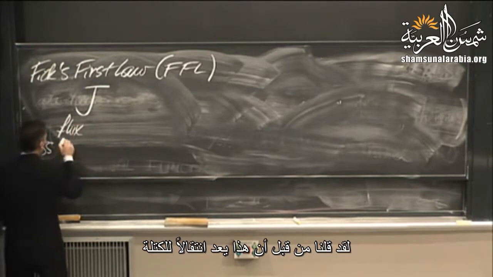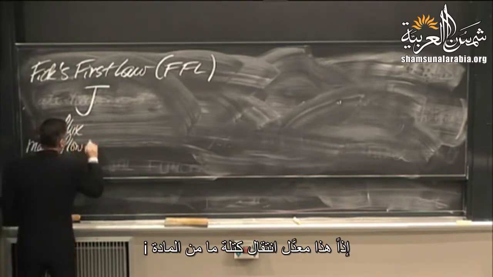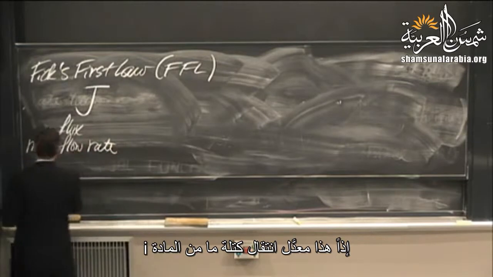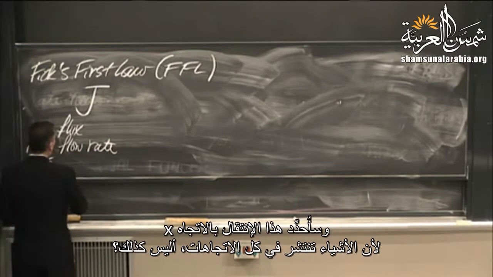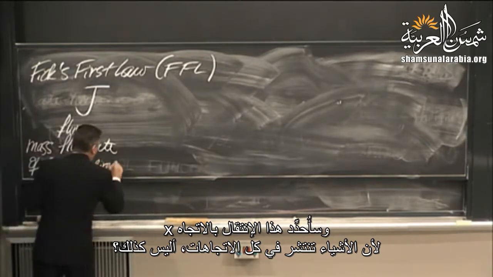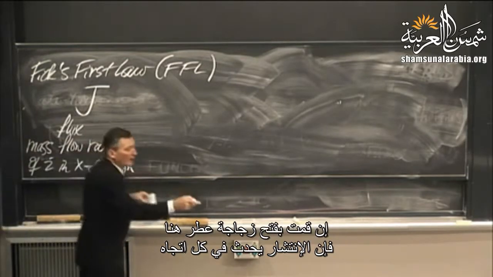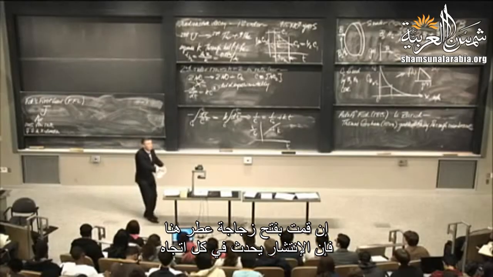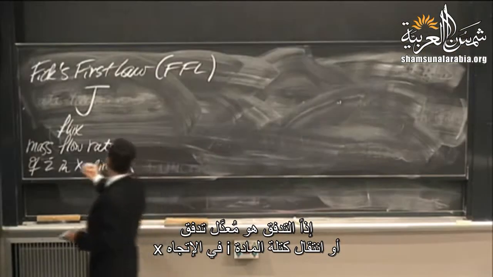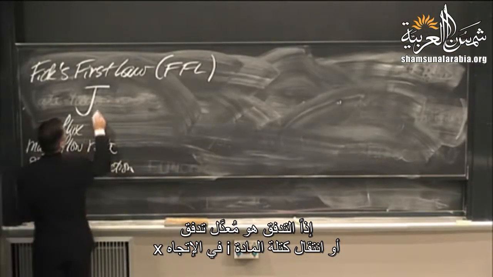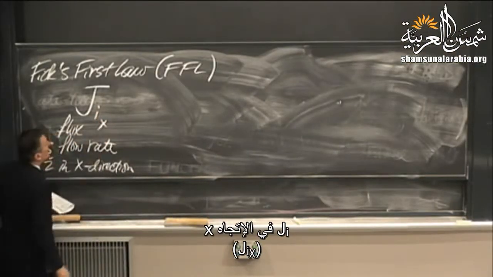We said this is mass transport, so this is the mass flow rate of species I, and we're going to say in the x direction, because things diffuse in all directions, right? If I open a perfume bottle here, the diffusion will take place in all directions. So I'm going to make this one dimension. So the flux is the mass flow rate of I in the x direction, J sub I in the x direction.